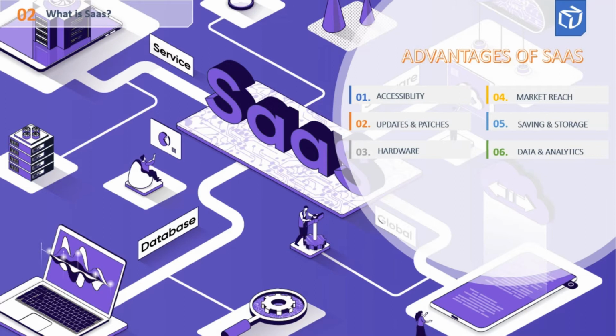I've already hit a few of the advantages, but these are the main advantages of software as a service. The big one is accessibility. As long as you have internet, you can access them from anywhere in the world. As for updates and patches, like I mentioned, all the updates are done in the back end on the provider's servers instead of on your physical machine. As for hardware, you don't need any fancy hardware to run these applications. Once again, everything is done in the back end.